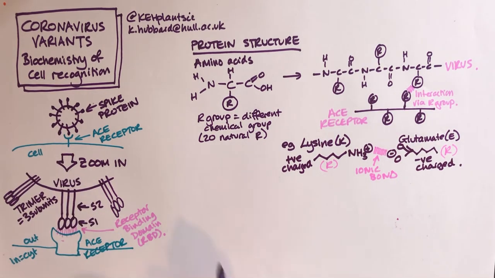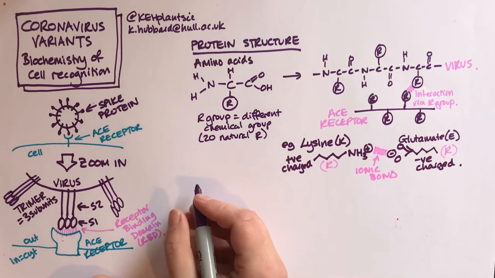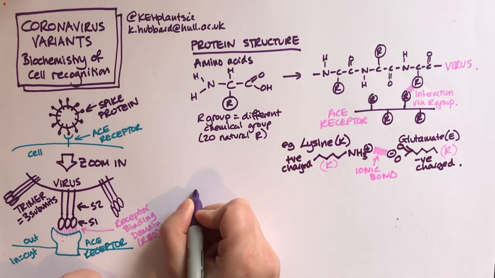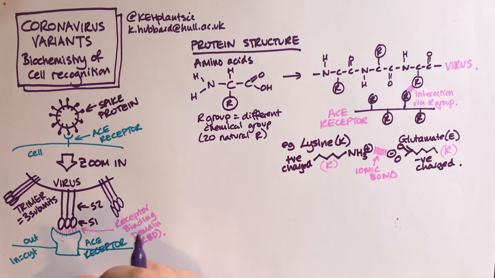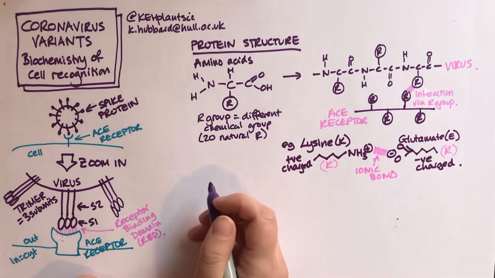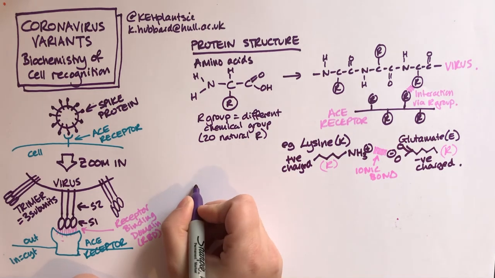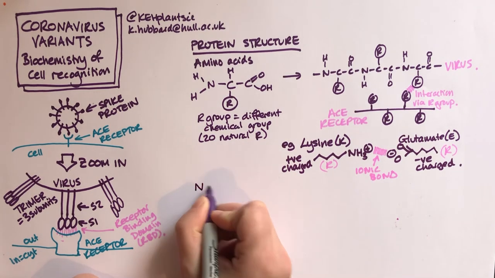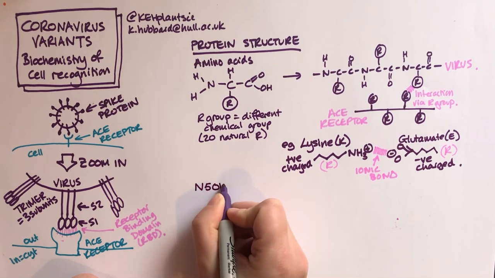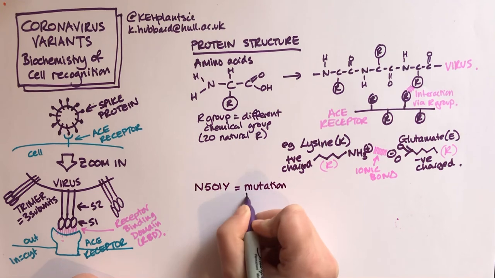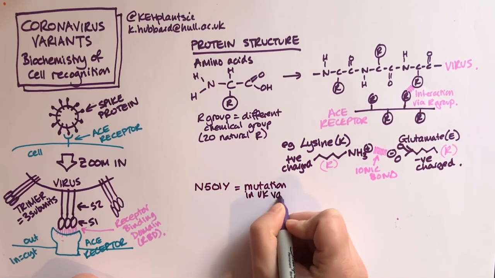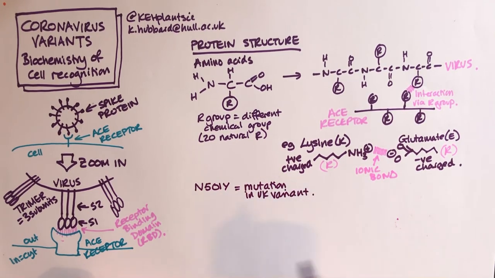So, what does this have to do with our coronavirus variants? Well, the UK variant has a mutation in it. A mutation is where a bit of the genetic code is different, and that can give a difference in what's happening at the protein level. And there's a mutation called N501Y, which is a mutation in that UK variant.